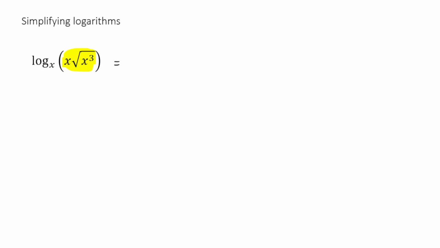Okay, so we have log base x of x to the power of 1. How do I write the square root as a power? Well, I write it as to the power of a half. So I've got x cubed to the power of a half, right? Because power of a half is the same thing as the square root. How can I apply the law of indices again? I can apply it to this, right? Because if I've got x to the power of 3 all to the power of a half, then I've got to multiply those two powers together. What I should get is x to the power of 3 upon 2.